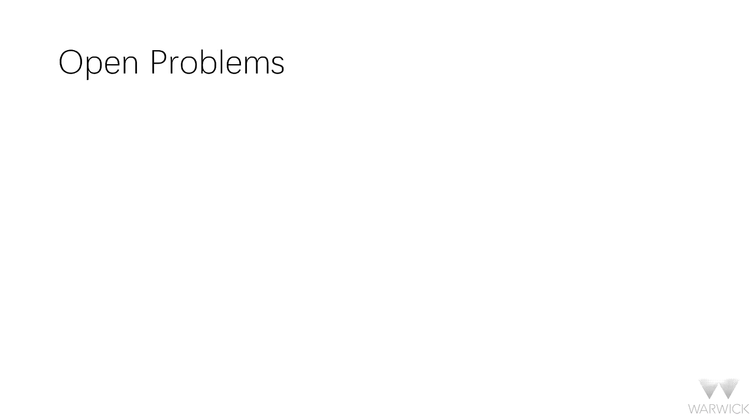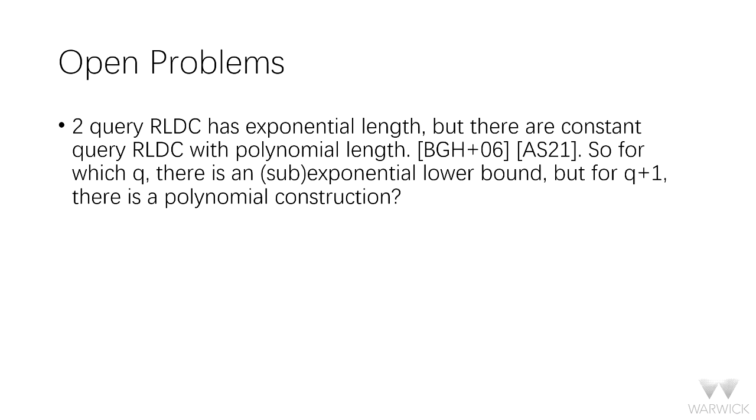Some open problems. I think the most intriguing problem is the first one. Our two-query RLDC lower bound has an exponential length, but there are constant query RLDC with polynomial length. So there has to be a big switch. The question is, for which Q is there maybe a sub-exponential lower bound, but for Q plus 1, there is a polynomial construction. And also, a related question is whether we can generalize our lower bound to the query equal to 3 or 4 or 5 case.